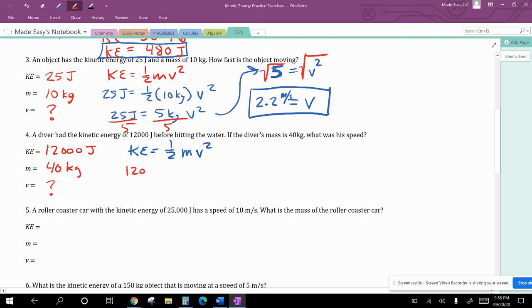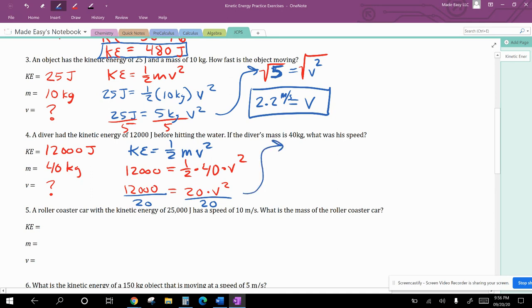So we have 12,000 equals 1/2 times 40 times our v squared. Let's simplify. 1/2 times 40 is 20 v squared, and 12,000 over here. And to get that 20 to the other side, since it's multiplying, we need to do the opposite, and that's divide both sides by 20. So we divide both sides by 20.